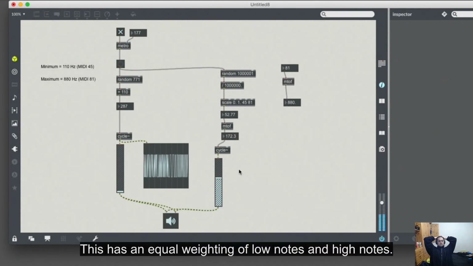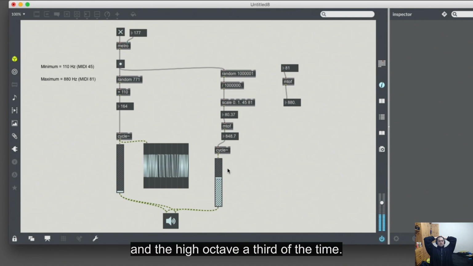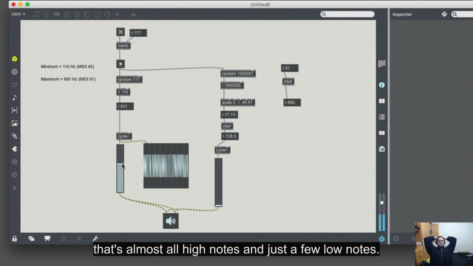And this has an equal weighting of low notes and high notes. So here it's in the low octave a third of the time, the middle octave a third of the time, and the high octave a third of the time. That's compared to this one, that's almost all high notes and just a few low notes.